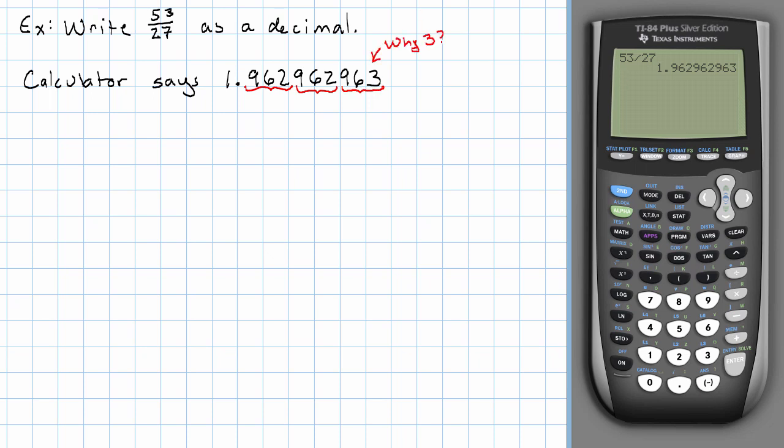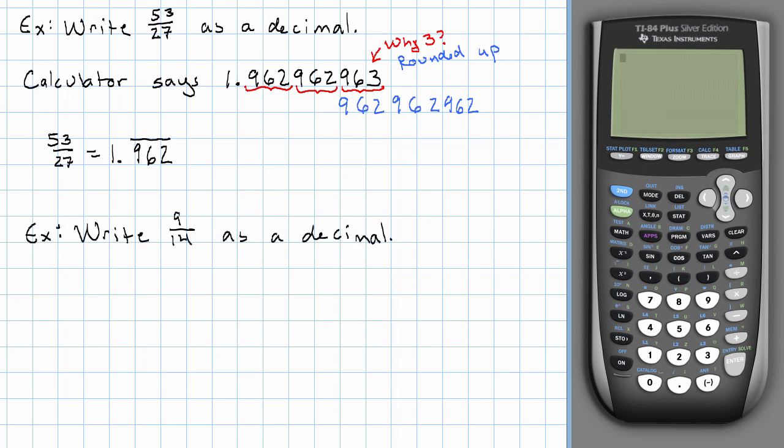Except that 3 there is weird, isn't it? What's going on? Well, of course, if the pattern 962 is really repeating, oh, this must have rounded up. That last digit we see on the calculator is unreliable. So the pattern is the digits 962. We put a bar over the entire pattern. Let's see one more example.